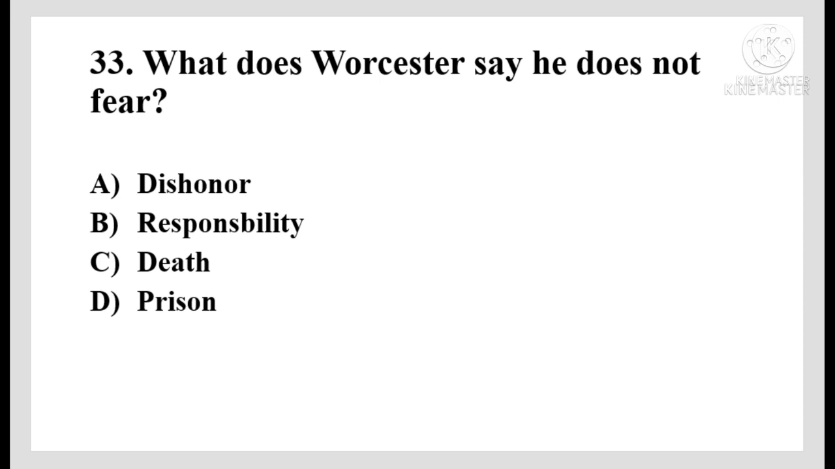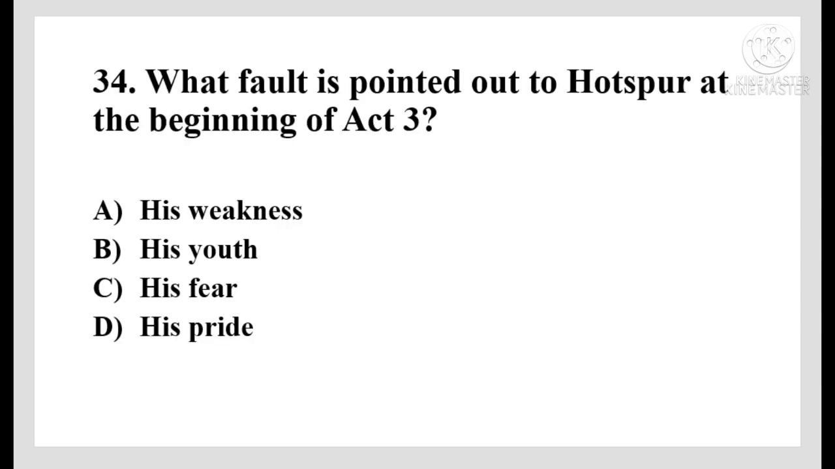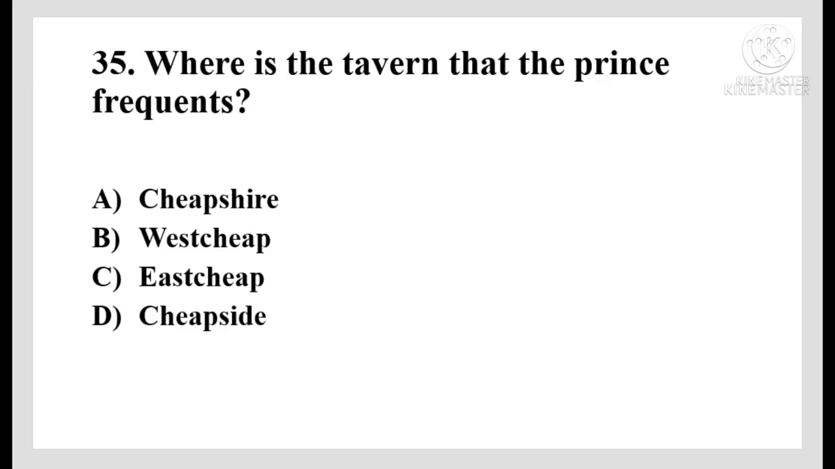Answer: he is wounded. What does Worcester say he does not fear? Dishonor, responsibility, death, prison. Answer: death. What fault is pointed out to Hotspur at the beginning of Act 3? His weakness, his youth, his fear, his pride. Answer: his pride. Where is the tavern that the prince frequents? Cheapshire, West Cheap, East Cheap, Cheapshire.